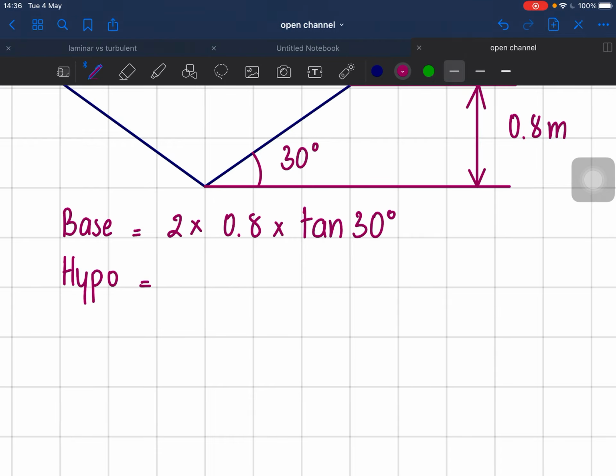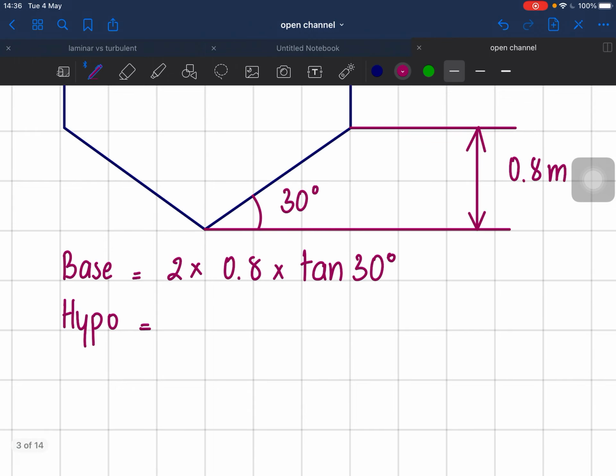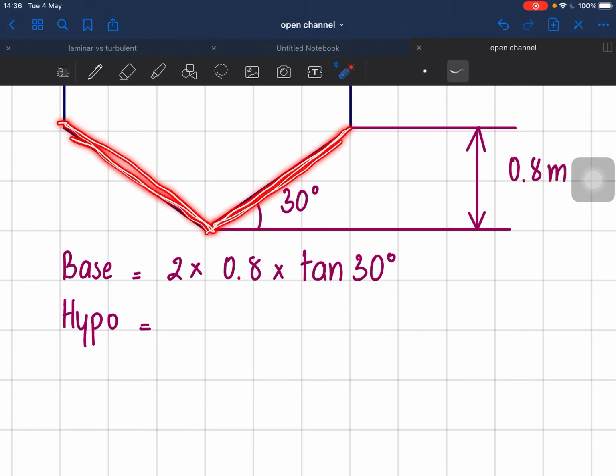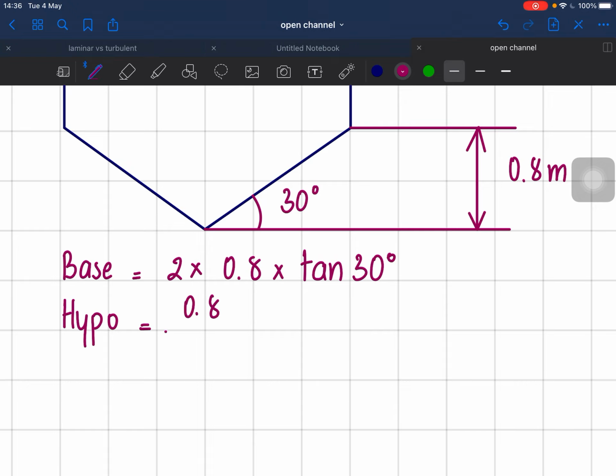And then we have the hypotenuse. It's this part here, right? Because we need to find the wetted perimeter. The wetted perimeter is this one, so it's also one side. So one side is 0.8 over sine 30 degrees.